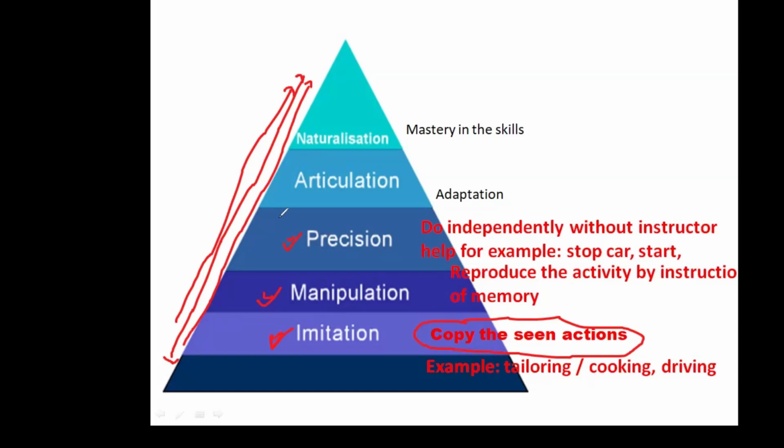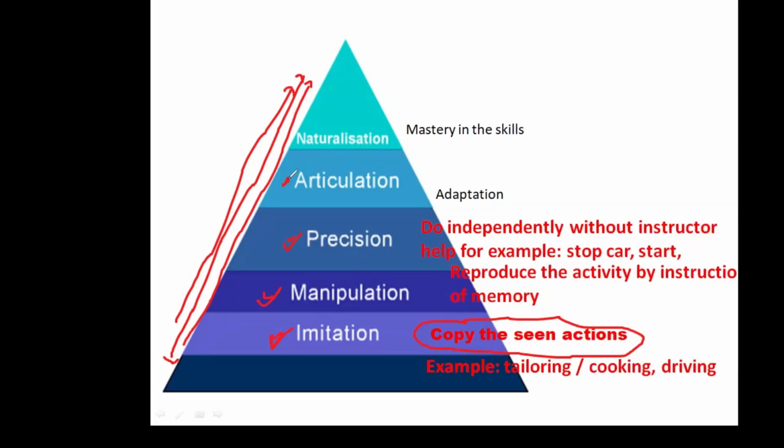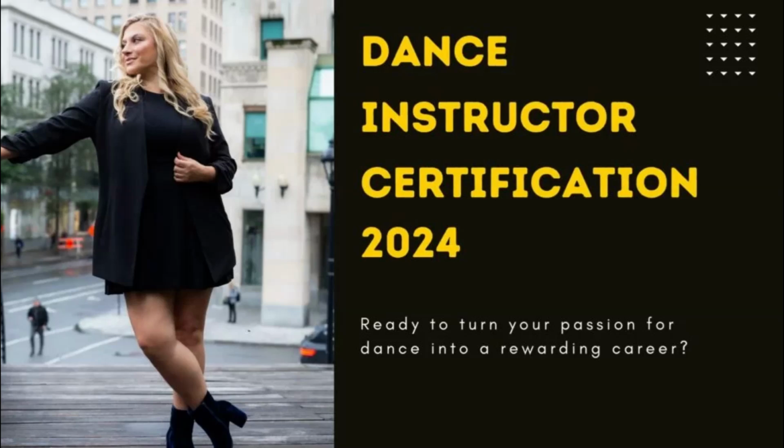Then the next level is articulation, that is adaptation. Whatever he or she has learned, he tries to do by himself, according to his own experiences. And the next level is naturalization. That means mastery, the final level, where he is able to do it.